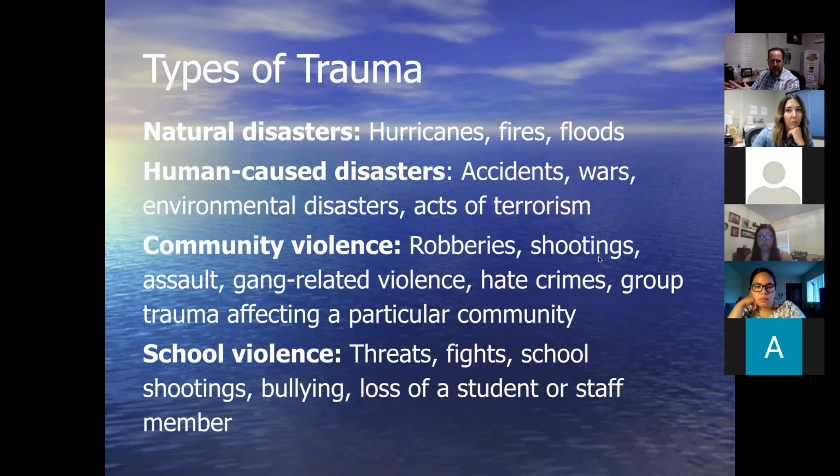Thank you for sharing. Some of the different types of trauma, we'll go through this quickly: natural disaster, so losing your home, things changing, that kind of chaos, accidents, wars, terrorism. These can all cause trauma reactions. Community violence, robberies, shootings, school violence, so being involved in that, or being near it, or even knowing about it.